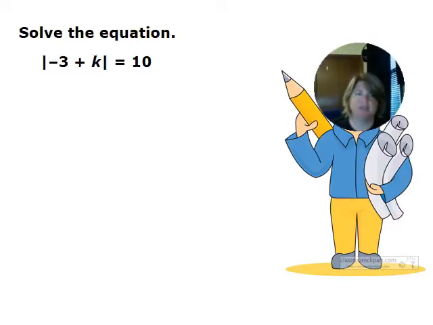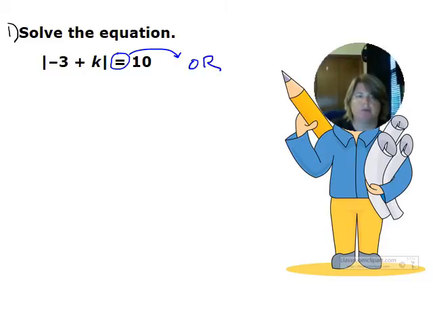All right, so let's go ahead and look at this equation. We're going to solve the equation, the absolute value of -3 plus k equals 10. This is our first example, so please make sure that you write this down. Once you have it written down, we need to decide if this is an equal to, a greater than, or a less than. Clearly this is an equal to, and because it's an equal to, that means that this is or.